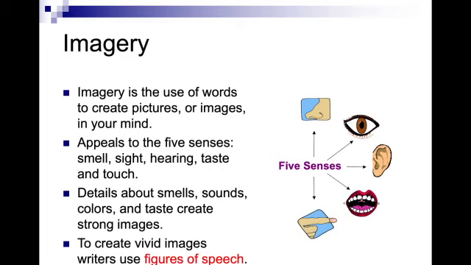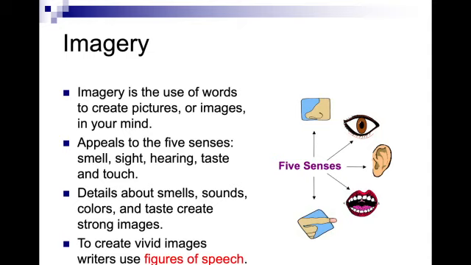As we move away from sounds, we start getting into what our minds would think as we read the poem. You're going to go into the eyes, the ears, the smells, all of the imagery that might come along with your poem. Now, imagery is the use of words to create pictures or images in your mind. It should appeal to the five senses. You can use any of the five: smell, sight, hearing, taste, and touch. Now, details about the smells, sounds, colors, or taste are going to create strong images in the reader's mind.